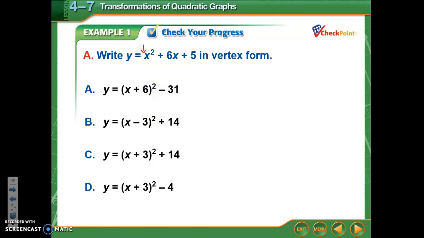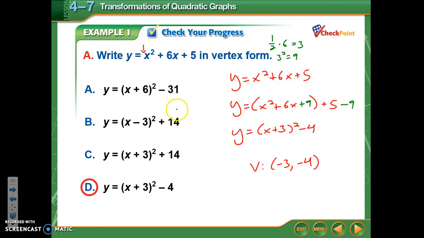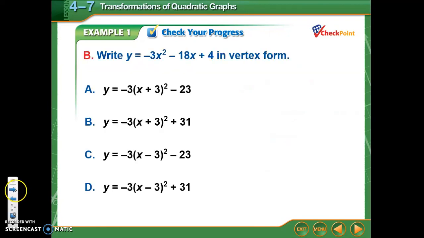Alright, I want you guys to try this one. Notice that a equals 1 here, so this will correspond to the first example we did. Your answer here is D. And there's the work if you'd like to take a look at that. Notice my vertex will be here, -3, -4. And now I want you to try this one. This is going to correspond to the second example we did. Your answer here is B, and here's the work if you want to look at that.